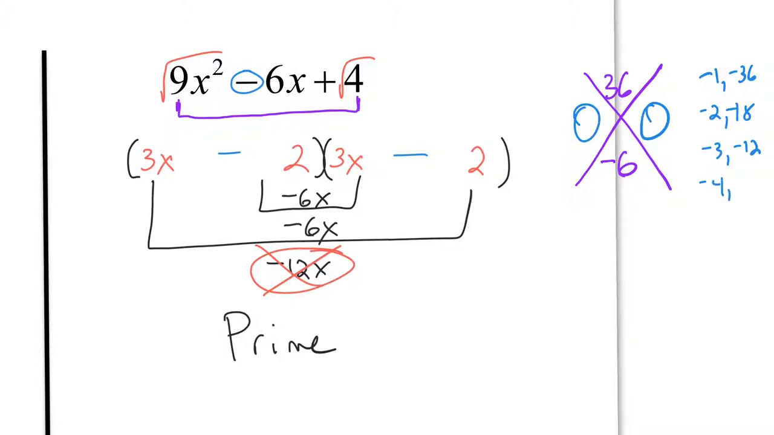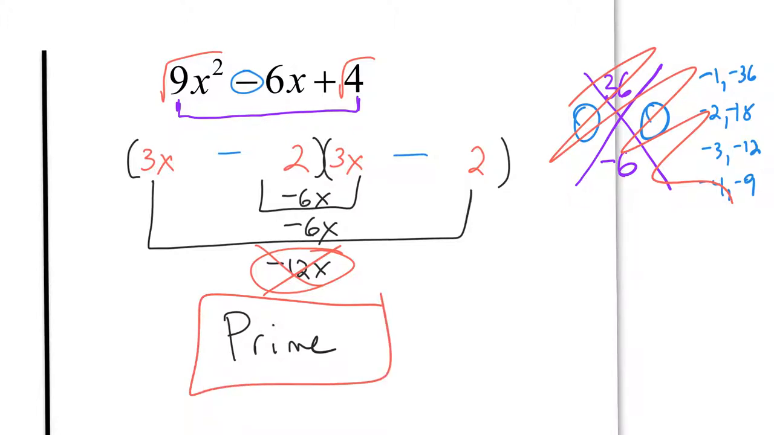Negative 4 and negative 9, well, that kind of looks like a negative 6. It will give you a negative 6, but it doesn't. If you add negative 4 minus 9, that's negative 13. If you subtract, you get 5. So it doesn't work when you try this method. So that's why the trinomial is prime. You cannot factor it. It's not factorable for this perfect square trinomial.